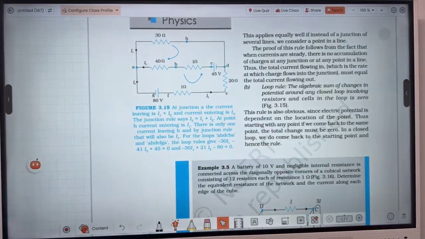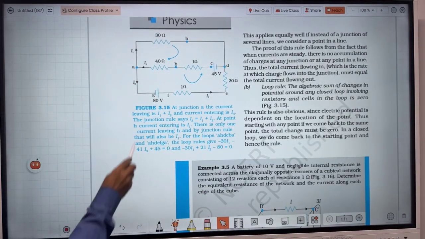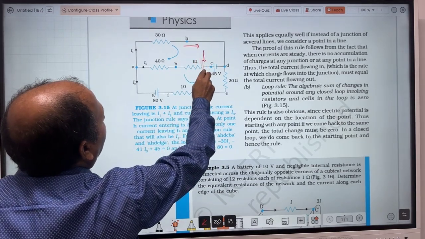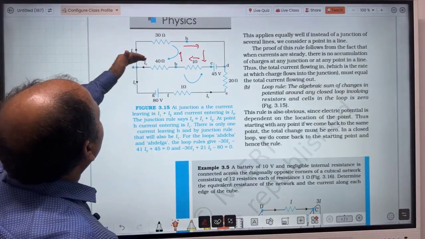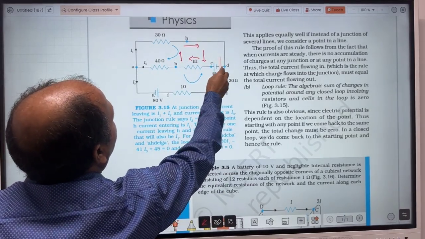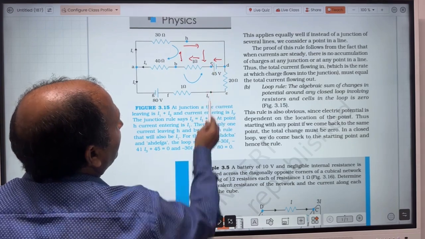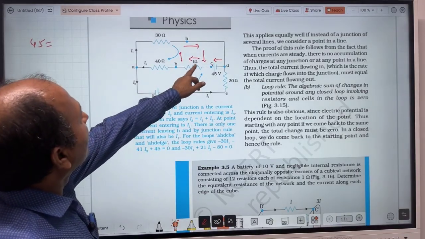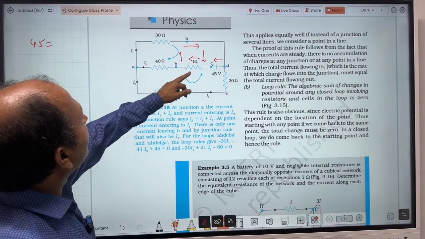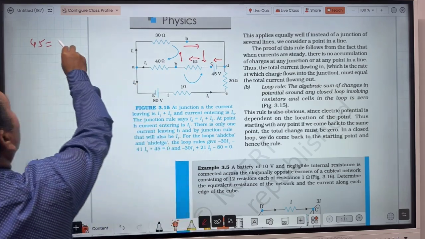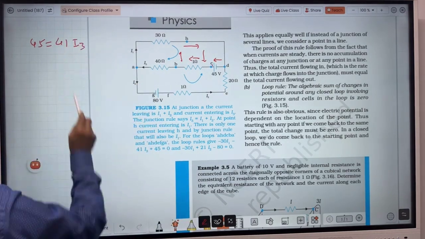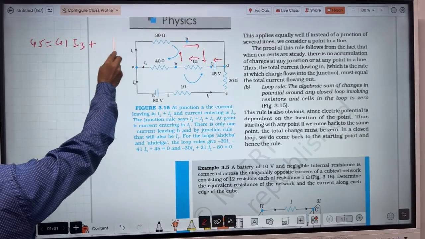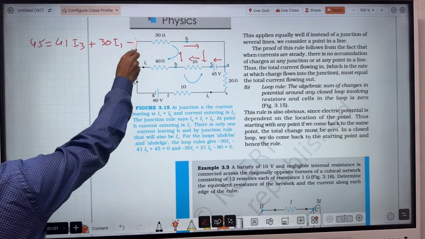Now here we can take the loops, so it will be clear. If you consider this loop and move like this, first let's consider the EMF. According to your motion, you are reaching the positive plate of the cell, so you will write 45 here equals this 1 ohm and 40 ohm, so 41 ohm, in the direction of current, so 41 into I3, correct. And if you move like this, here again 30 into I1, you are in the direction of current, so 30 I1. This is equation number 1.